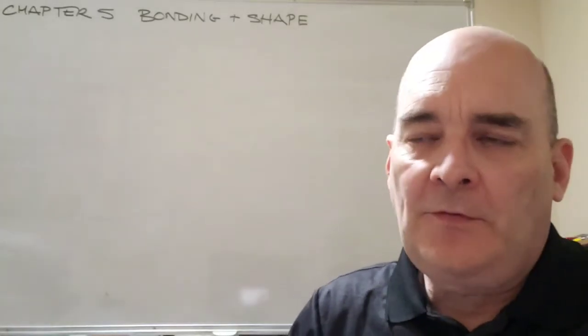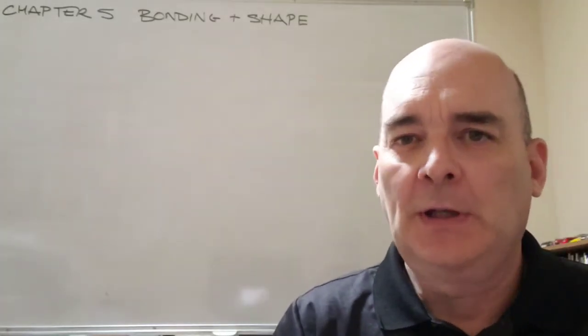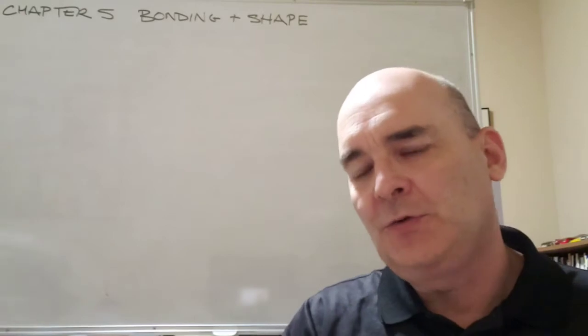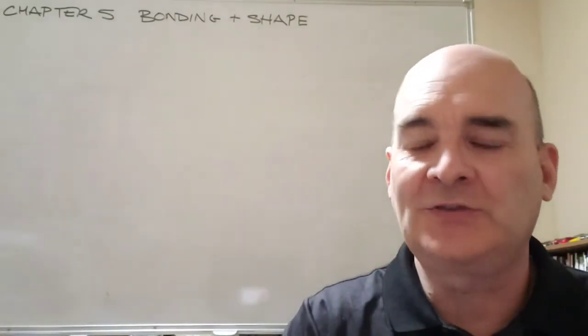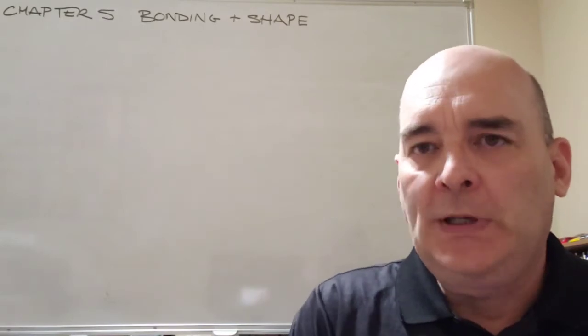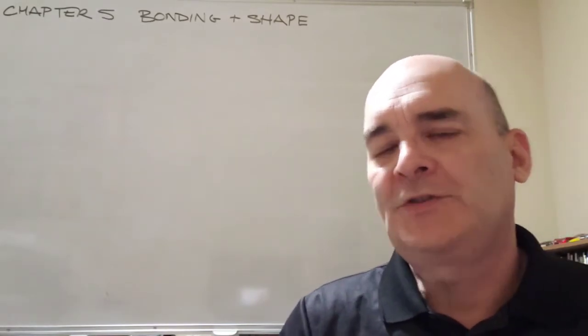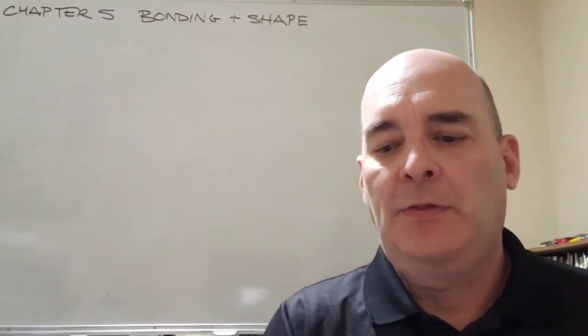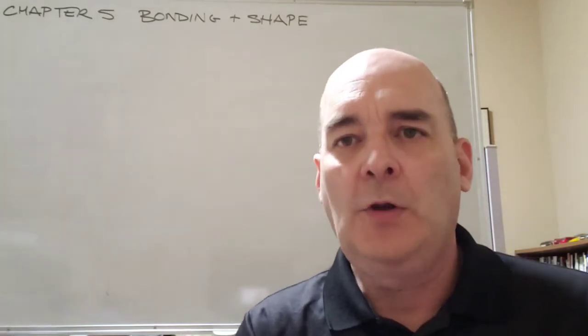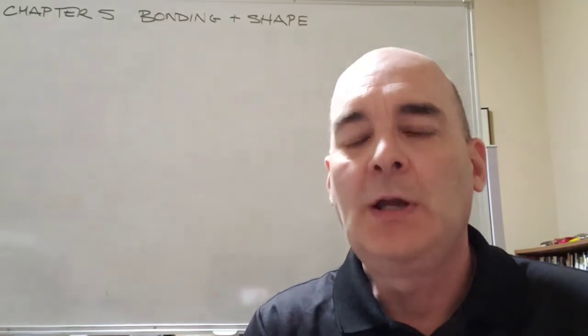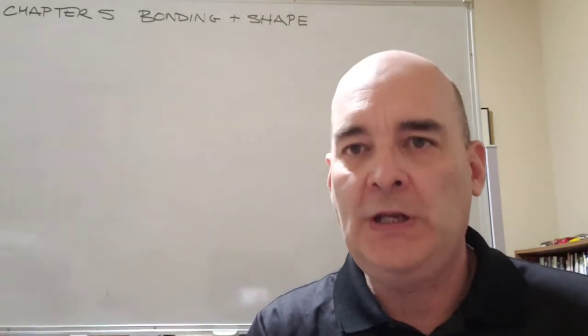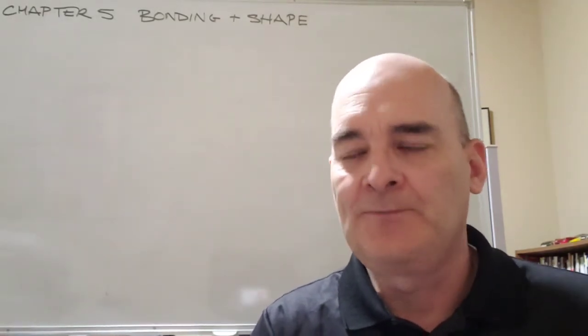Chapter 5 of our textbook introduces covalent bonding. That's a new type of bonding that involves sharing of electrons, and it works exclusively between nonmetals. It also introduces the idea that molecules are not flat pictures on a page, that they're actual three-dimensional entities.